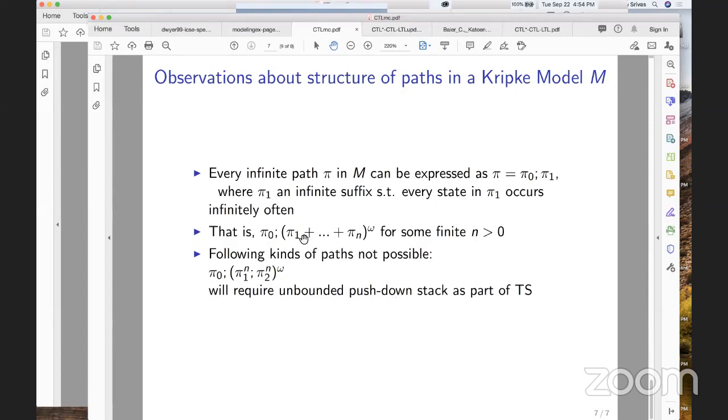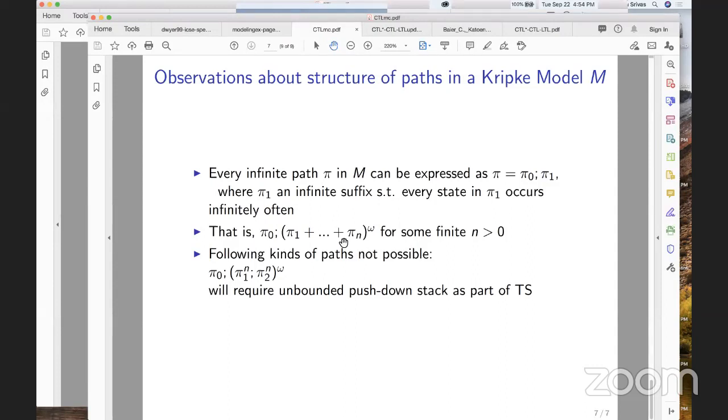That's what this is, no? This is exactly what I'm saying. These are all finite. Yes, but this expression would also include paths of the form pi 0 and then pi 1 and pi 2 alternating with each other, right? Or pi 1, then pi 2, then pi 1 twice, then pi 2, then pi 1 thrice, then pi 2, and so on.